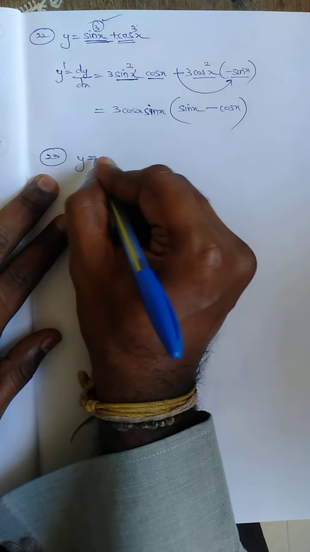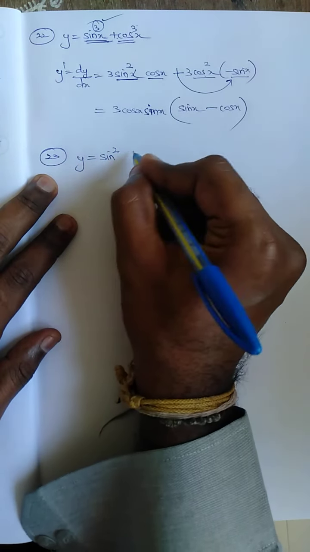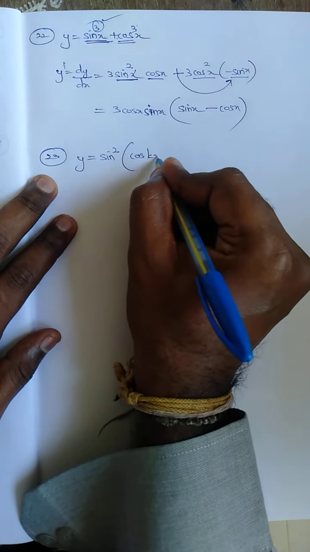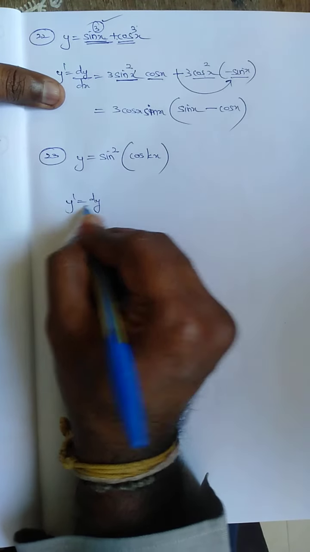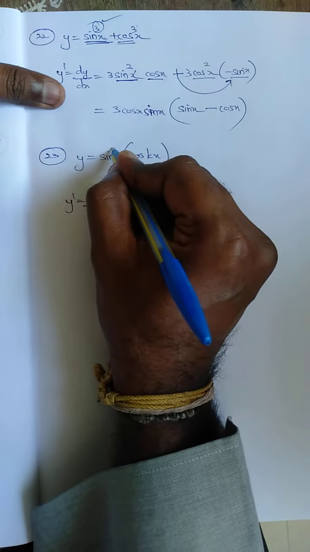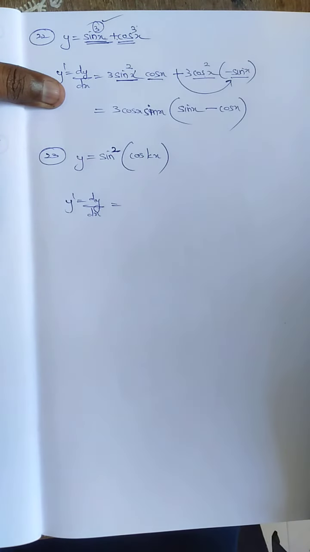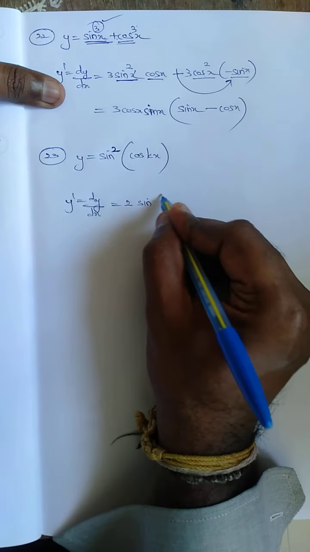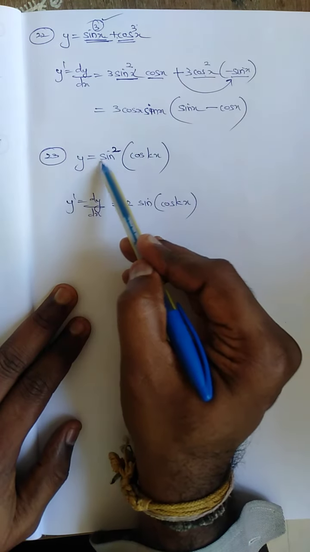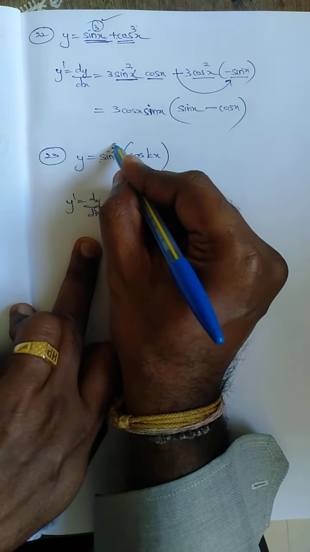Y is equal to sine square cos of kx. Listen carefully. Y differentiate is y dash, otherwise dy by dx. First, always we need to differentiate the power. First, bring down the power: 2 sine, reduce the power by 1, cos kx. So bring down the power, reduce the power. So power differentiate is over.